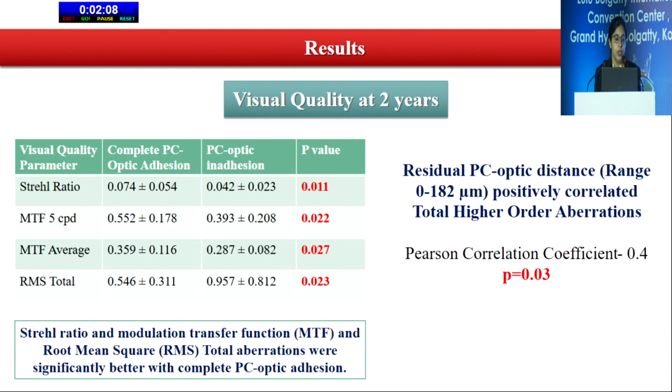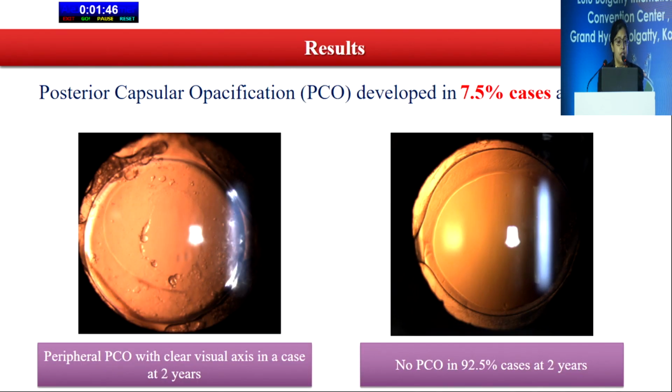Visual quality at 2 years. So why is all this important? The residual PC optic non-adhesion positively correlated with the total higher order aberration, with a Pearson correlation coefficient of 0.4 and a p-value of 0.03. Strehl ratio, modulation transfer function and root mean square total aberrations were significantly better in cases with complete PC optic adhesion. Posterior capsular opacification did develop in 7.5% of our cases at 2 years.